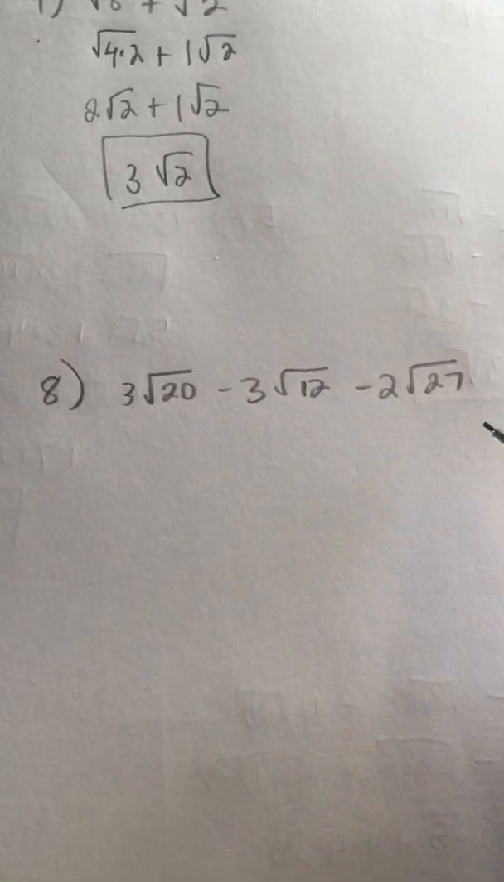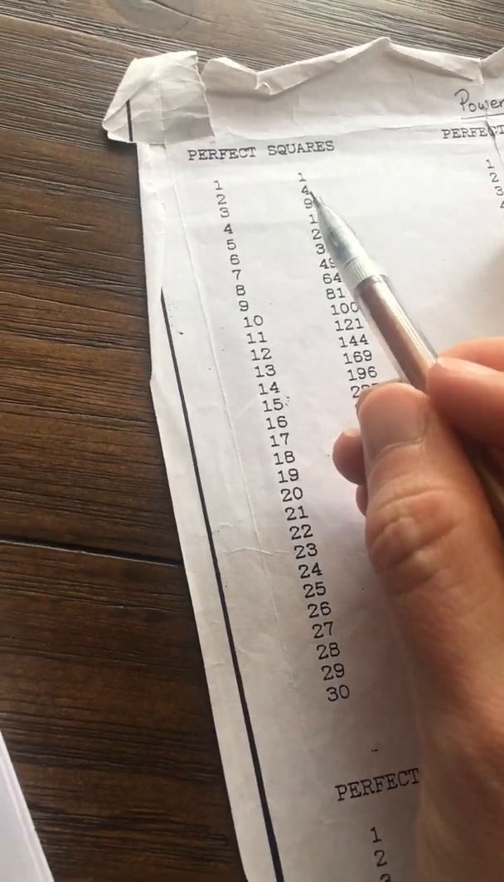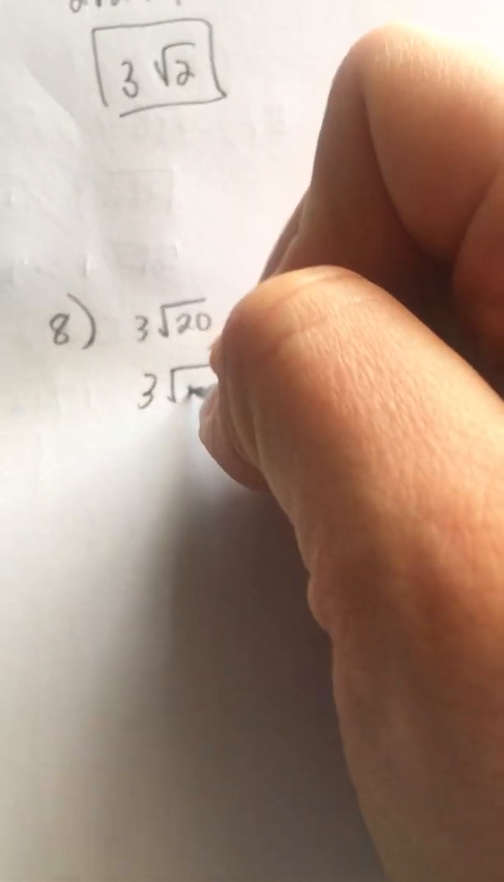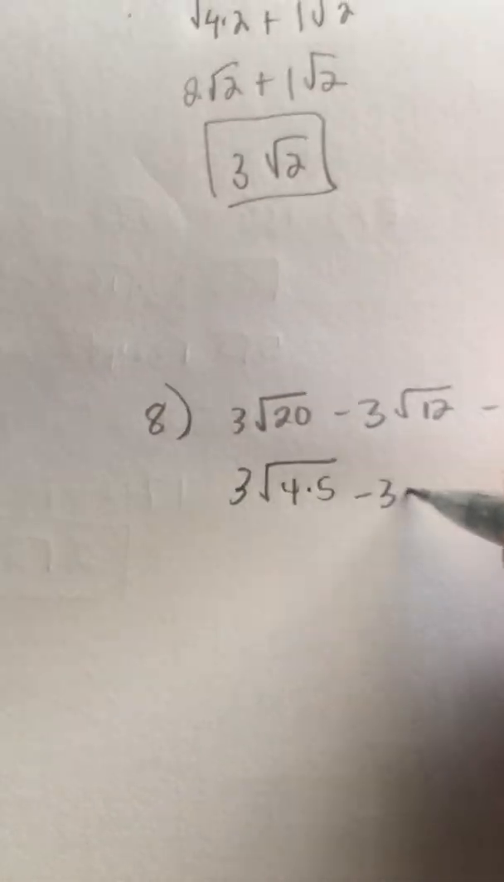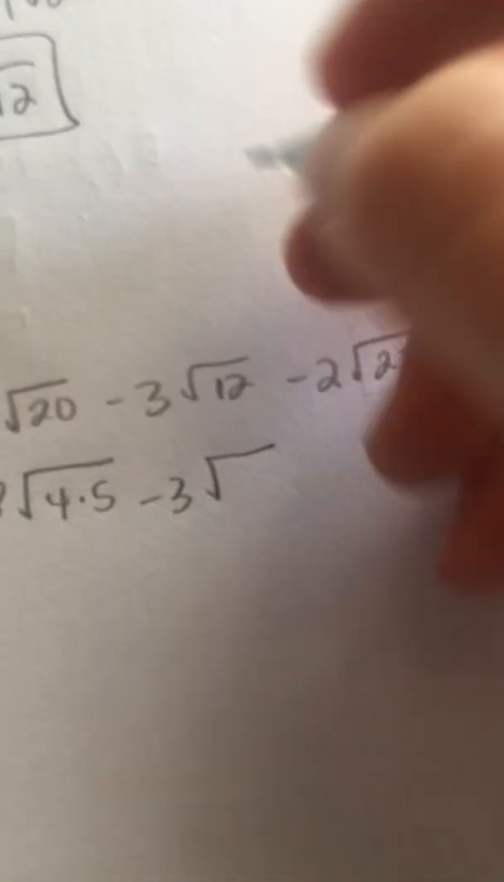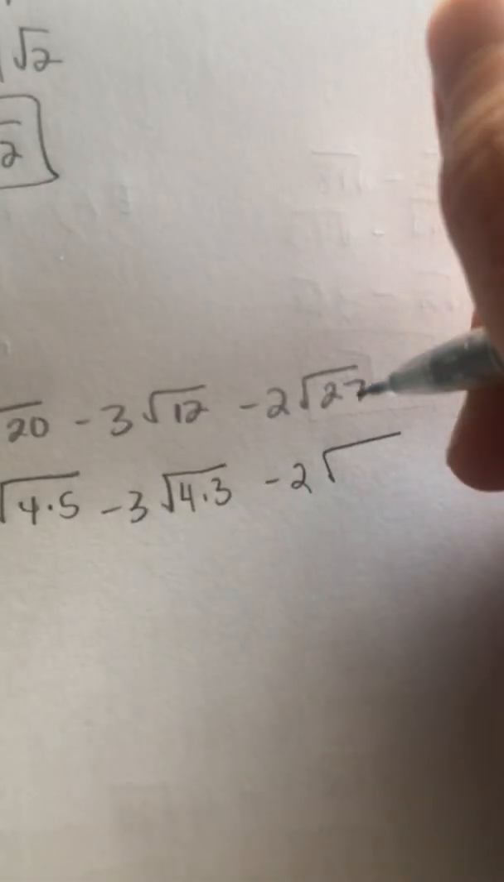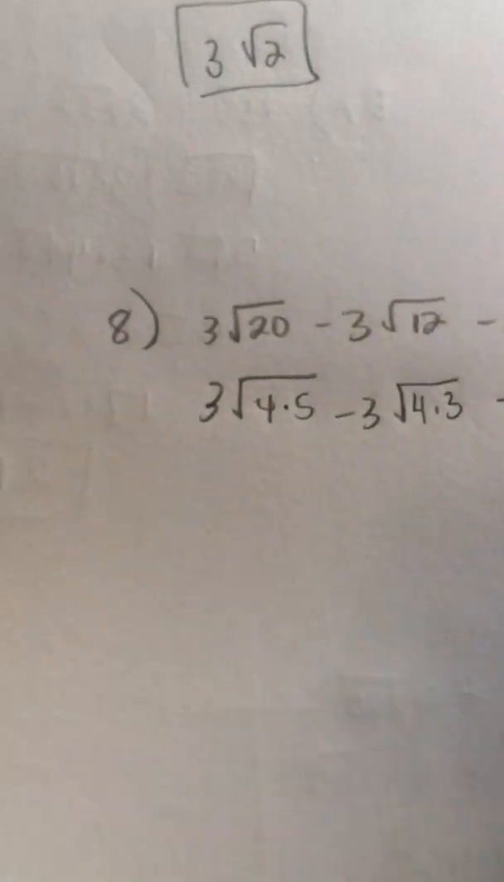So I am going to go ahead and work on simplifying. Finding the biggest perfect square that goes into 20 is going to be 4. So I'm going to write this as 4 times 5 minus 3. For 12, the biggest perfect square that goes into 12 is going to be 4. I'm going to write that as 4 times 3. And 27 is going to be 9 times 3, the biggest perfect square that goes into it.